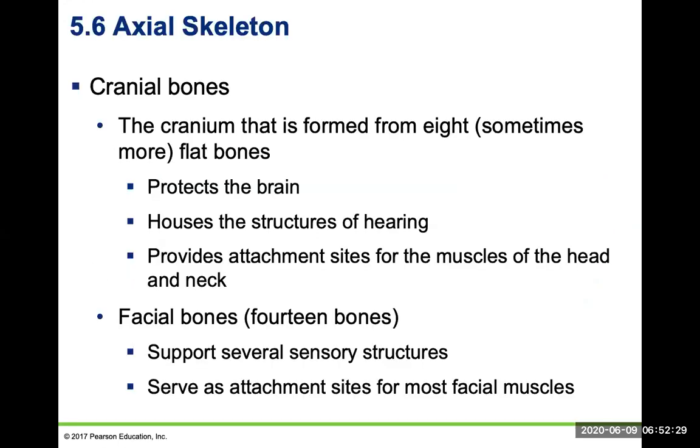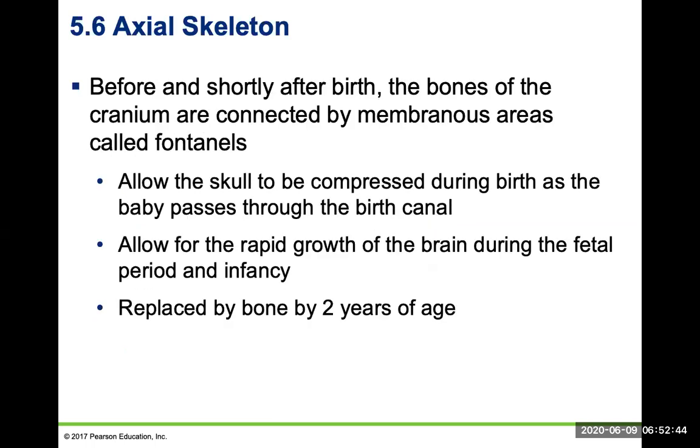Cranial bones protect the brain, house the structures of hearing, and provide attachment sites for the muscles of the head and neck. And you have 14 facial bones that support several sensory structures and serve as attachment sites for most facial muscles. Before and shortly after birth, the bones of your cranium are connected by membranous areas called fontanelles, and these are the soft spots within a baby's head.